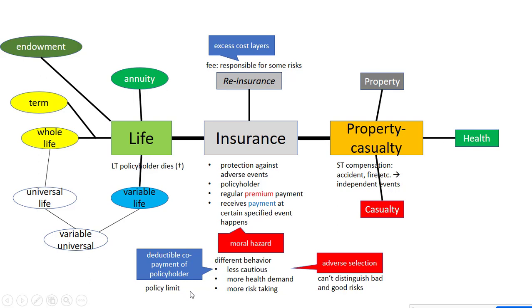Okay, and that's also why they introduced the deductible, the co-payment of the policyholder. So I mentioned already in the case of casualty contracts that sometimes they are saying that, okay, 10% of the payment has to be covered by the policyholder, or they are creating a policy limit that above this level they are not responsible for payment. And still the problem is that it can create an adverse selection.